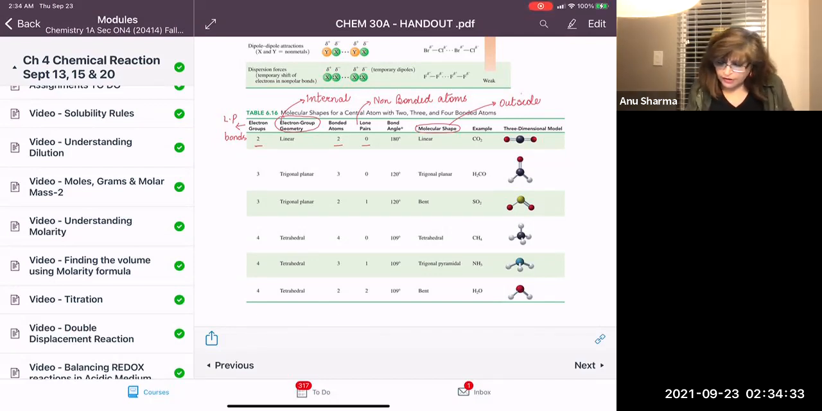We talked earlier, in the previous lecture, that electron group geometry is the internal shape. It is as if you enter inside the molecule and see it from all around; that internal shape is the electron group geometry. Then come the bonded atoms, that is, how the atoms are bonded, and then lone pairs, bond angles, and the molecular shape. Molecular shape is from outside. It is the overall molecule. How does it look?